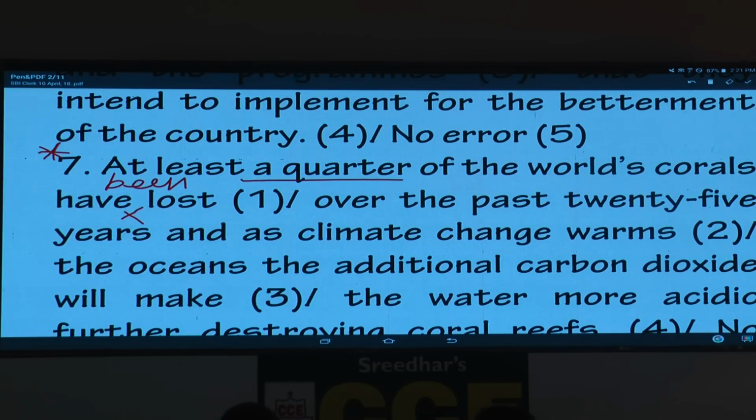That's why I said please underline "a quarter" and put a star mark. When you use a fraction, I repeat, when you use a fraction, generally after the fraction you see a phrase. What is a phrase here? Don't ask me what is a phrase. "Of the world's corals." So generally when you begin a sentence with a fraction, it is usually followed by a phrase. The noun in the phrase decides the verb. So what is the noun in this phrase? Corals. Is it singular or plural? Then we have to use a plural verb.